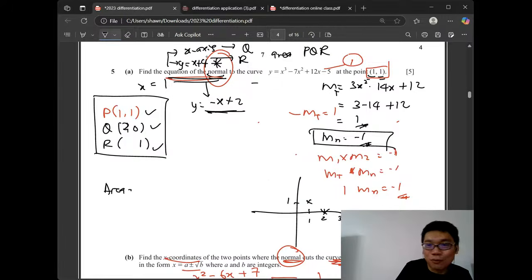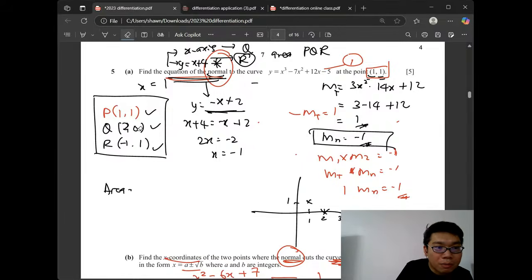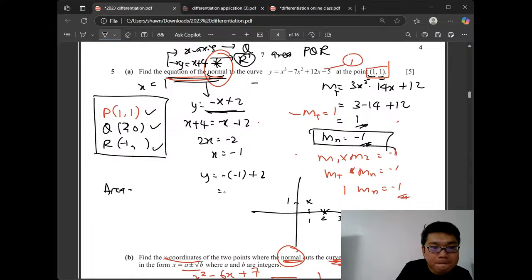Okay, this is not from past years, so we need to solve the simultaneous equation to get the coordinate of R. So x plus 4 equals minus x plus 2, so 2x equals minus 2, x equals minus 1. Then my y value, when x is minus 1, is 3. So can you see I have 3 different coordinates, and these 3 will form a triangle.